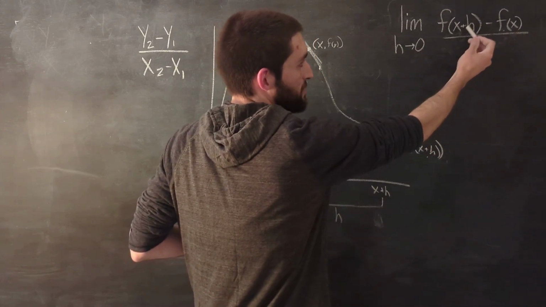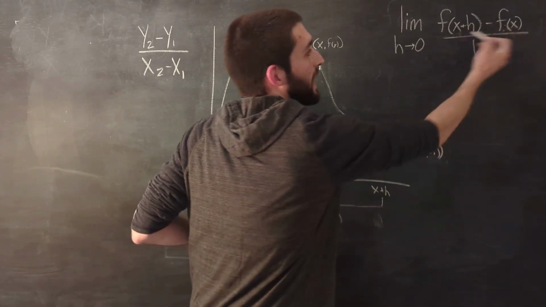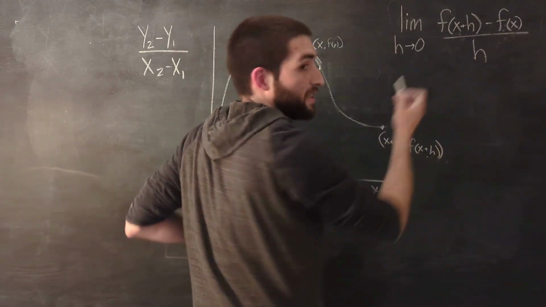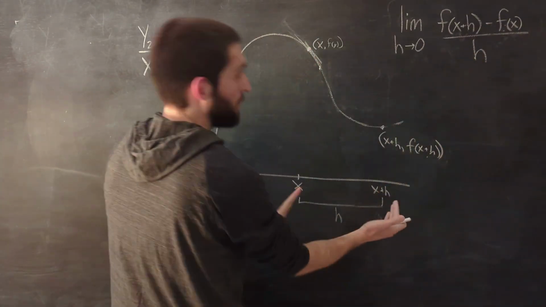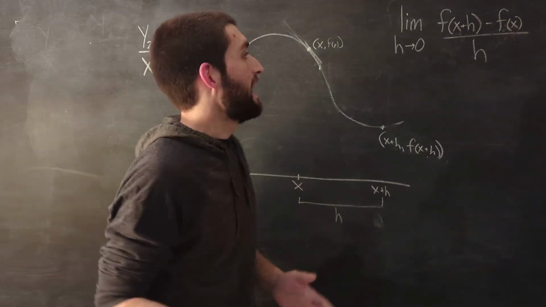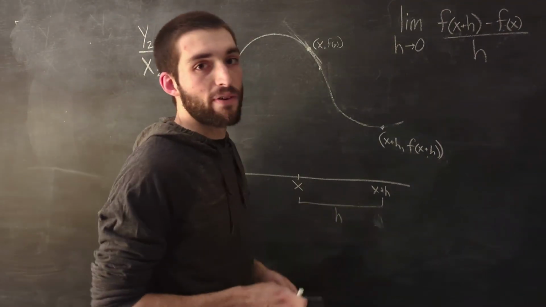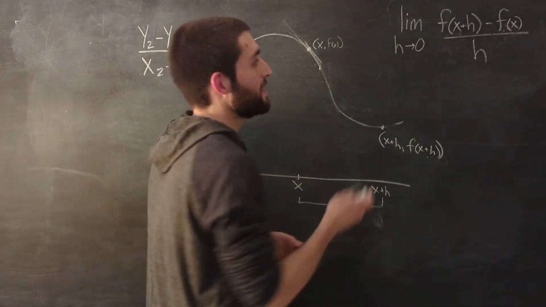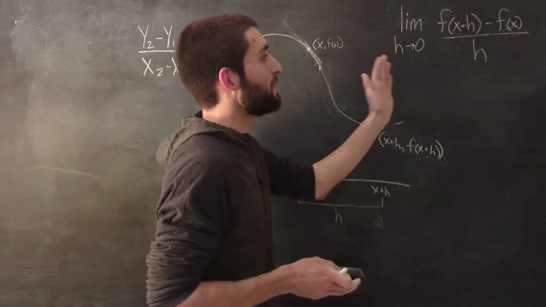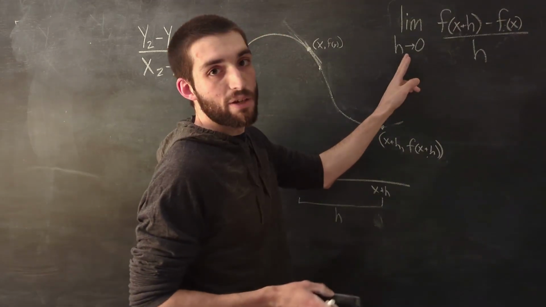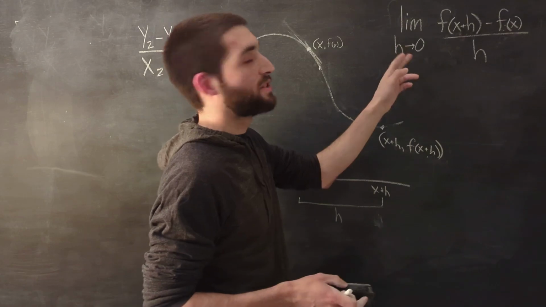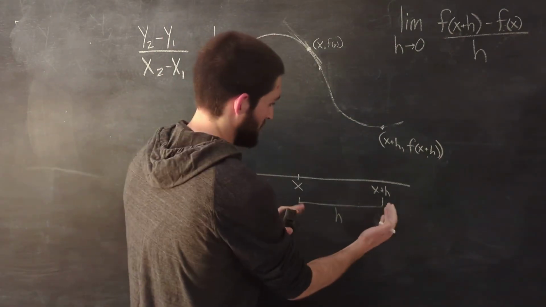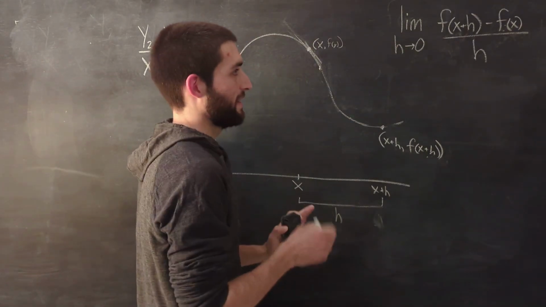You're finding the distance between the y values divided by the distance between the x values, which is going to be about 0. And that is something that you do have to be very mindful of in calculus, because you're not asking the question, what is going on when h equals 0? You're asking the question, what is going on when this distance is so small that it's effectively 0?